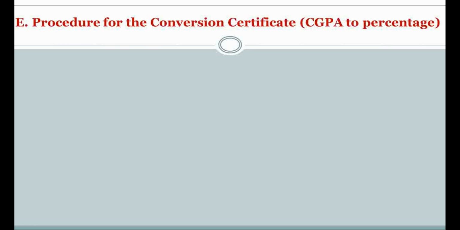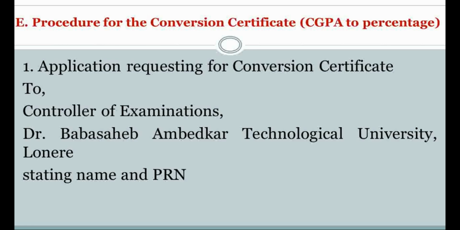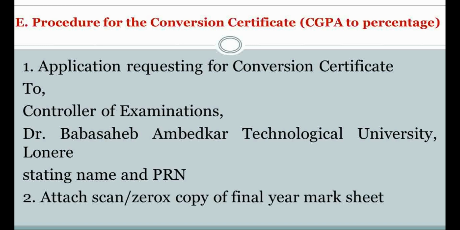The next process is the procedure for the conversion certificate, that is when you want to get your percentage marks. At that time you can apply for this conversion certificate, in which you will get your CGPA converted to percentage. For this certificate you have to write an application requesting a conversion certificate to the Controller of Examination, Dr. Babasaheb Ambedkar Technological University, Lonere. In this also you have to mention your name and PRN number.